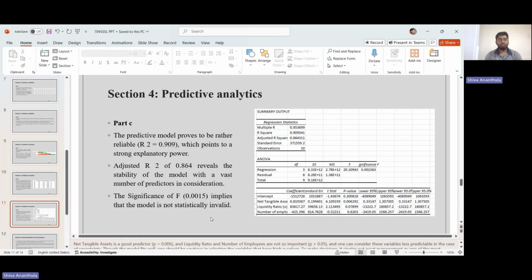And moving on to the next slide, section 4, predictive analytics. Part C. The predictive model proves to be rather reliable. R2 is equal to 0.909, which points to strong explanatory power. Adjusted R2 of 0.864 reveals the stability of the model with a vast number of predictors in consideration. The significance of F is 0.0015, which implies that the model is statistically valid.